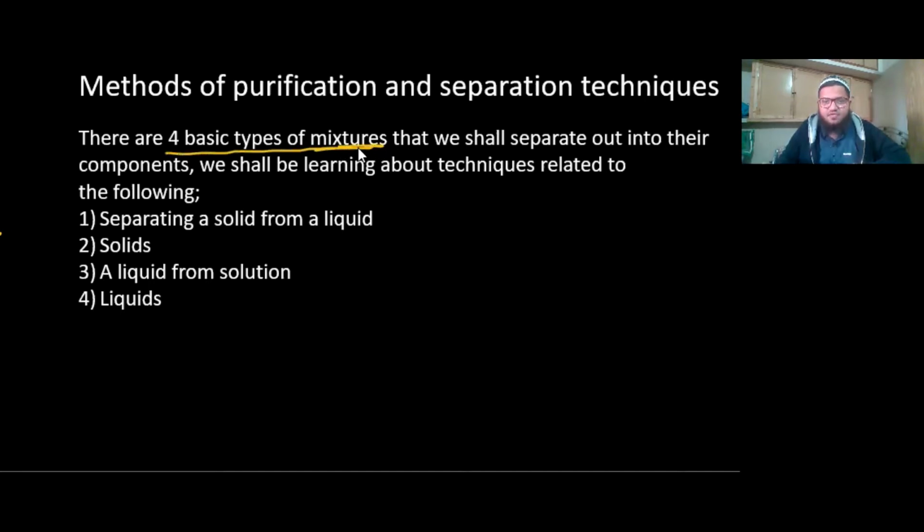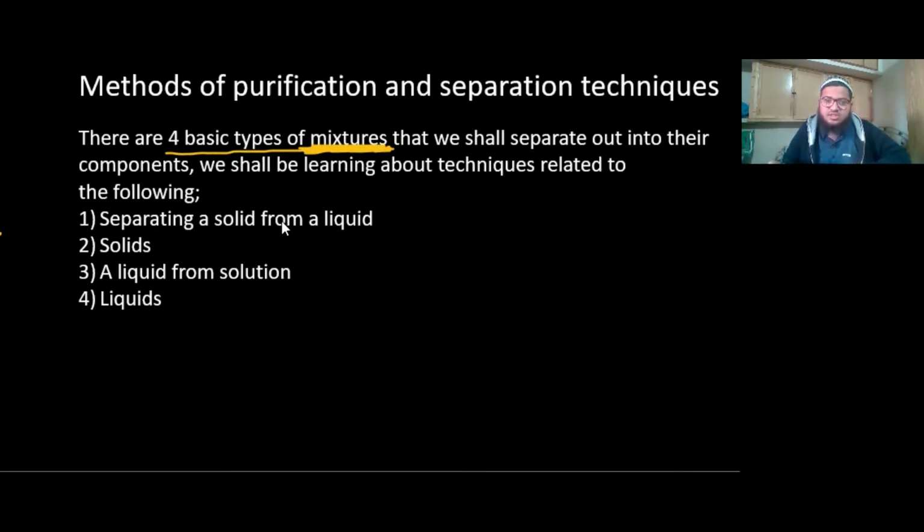Okay, so in this chapter, we are going to be dealing with four basic types of mixtures. We've talked about what a mixture is: any substance containing more than one different substance which are not chemically combined is a mixture. And on the basis of the types of mixtures, we are going to use different techniques. So let's get started.